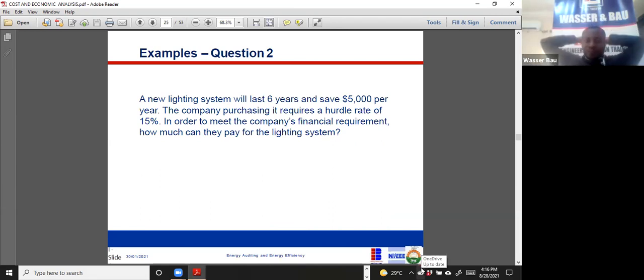So how do you proceed now? A new lighting system will last 6 years. So the first thing you would do is go to my whiteboard. Back to the question. It will last 6 years. It means my N is 6. N is equal to 6 years.